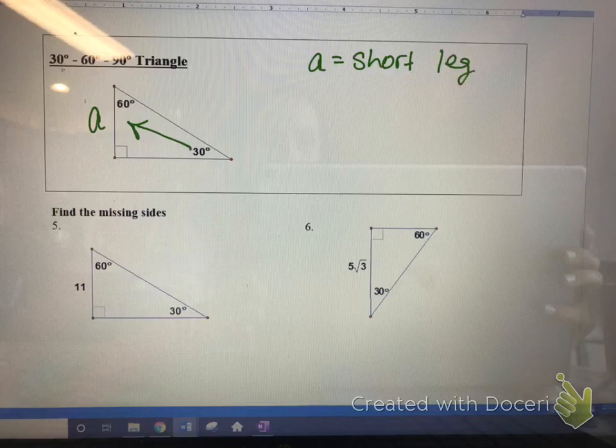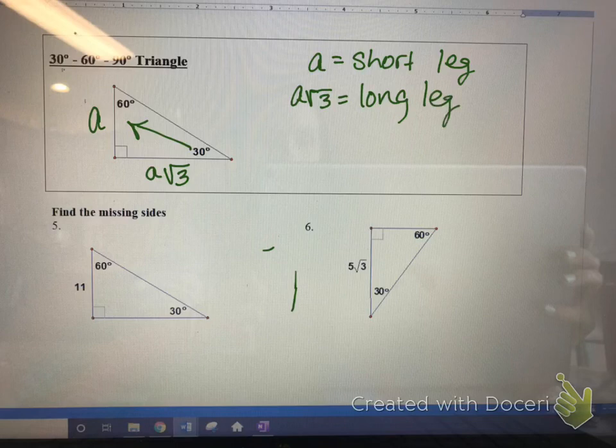And then to get my long leg, I'm going to take the A and multiply it by the square root of 3. So that A root 3 is what we call the long leg. And then to get my hypotenuse, it is twice the short leg. And that is the hypotenuse.